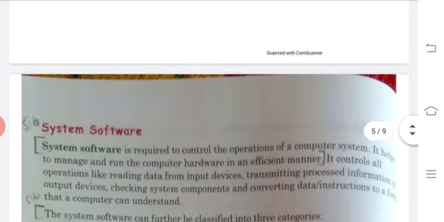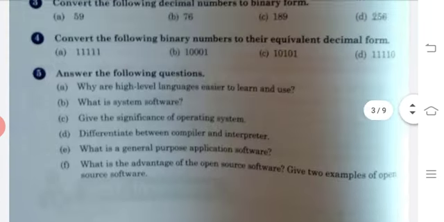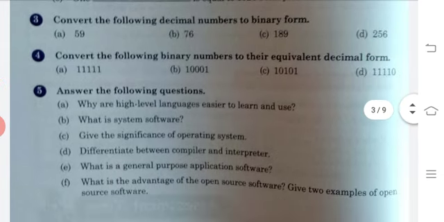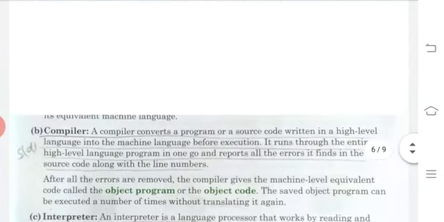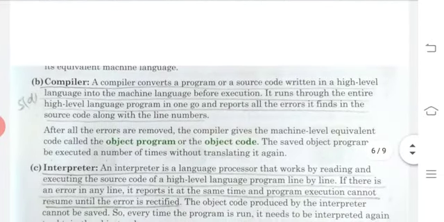Okay. Now the next question is question number D, that is differentiate between compiler and interpreter. So your answer will be here. Compiler. A compiler converts a program or a source code written in a high level language into machine language before execution. It runs through the entire high level language program in one go and reports all the errors it finds in a source code along with the line numbers.